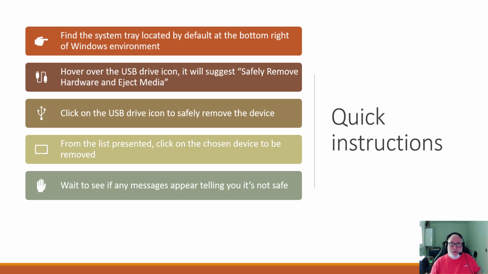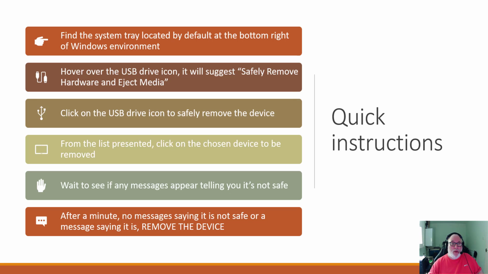Wait to see if there's any message that comes up and says, don't, I'm still using it, says the computer, and then you'd have to try it again. You'd have to look to see what's using it, exit from the applications that may be using it until it's safe to actually take it out. If that doesn't happen, close the machine down. After a minute, if there's no messages saying that it's not safe to do so, then remove the device. And that's you, done. So that's the quick reference guide.